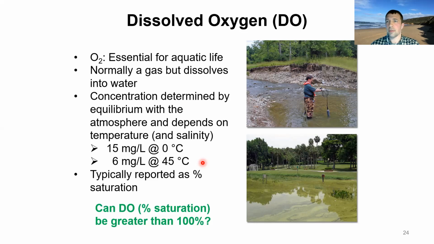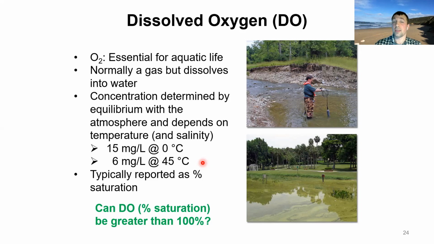So question for thought, can dissolved oxygen be greater than 100%? What do you think? Well, yes, it can. So in situations where, say, you have a lot of photosynthesis occurring at the surface of a water body, it is possible that that system can be out of equilibrium. And that's what a DO concentration above 100% would represent.